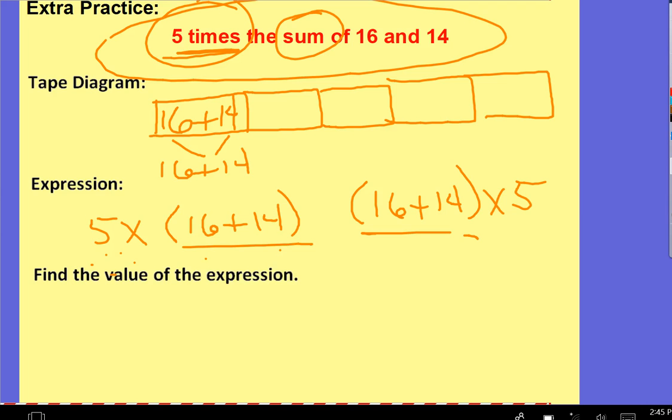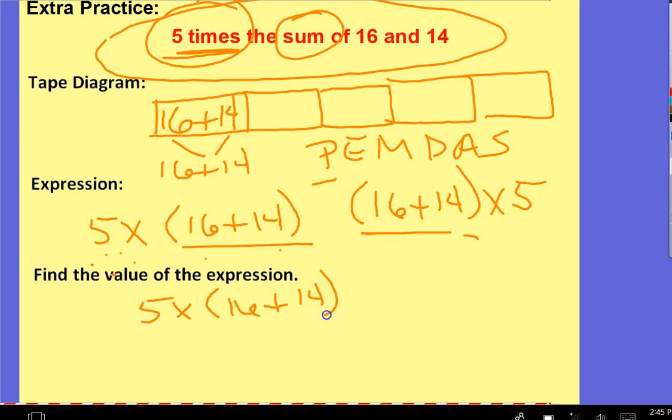Okay, so now let's find the value of the expression. Remember, we're going to use PEMDAS. Parentheses comes first, so 16 plus 14 is, rewrite this real quick. 16 plus 14 is 30, so that was solved. And then I'm multiplying that times 5. 5 times 30 is 150.